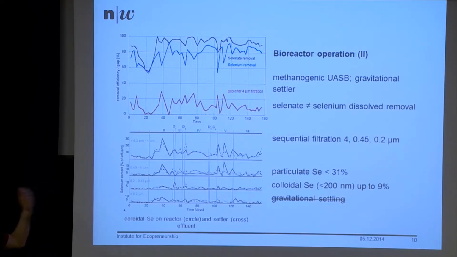Seeing the pictures from before, it's obvious to you, but at that time it was not clear that you would form this colloidal, I call it nowadays, maybe nano would be more modern, so these selenium nanoparticles. And of course gravitational settling, so this is the comparison where you have a settler after the reactor that simply serves to increase the retention time and then allows particles to settle. Of course, that doesn't work because particle sizes are so small.